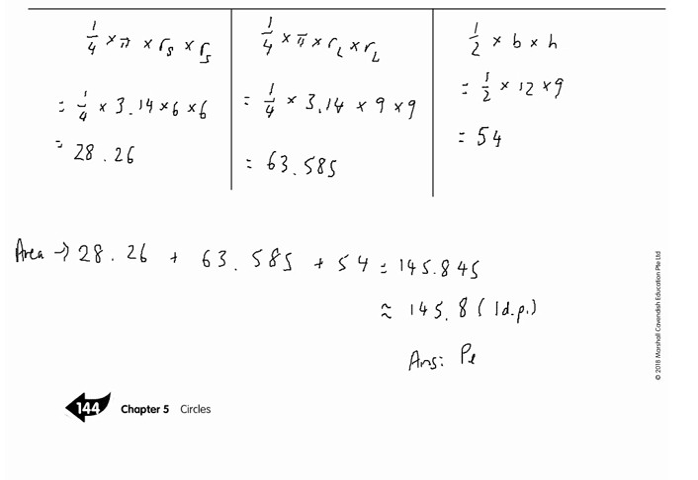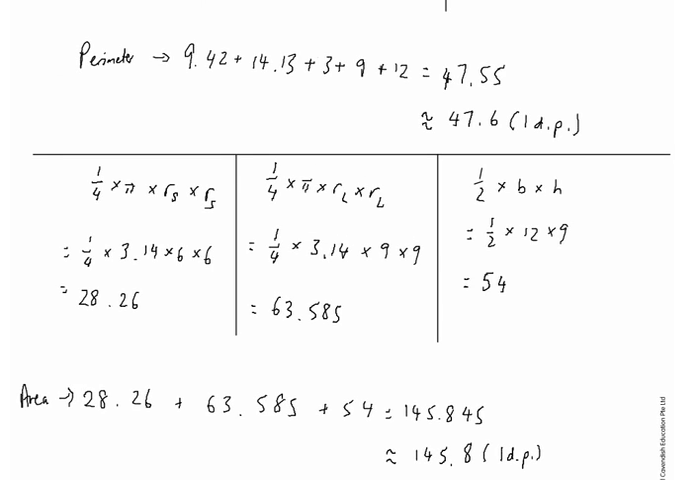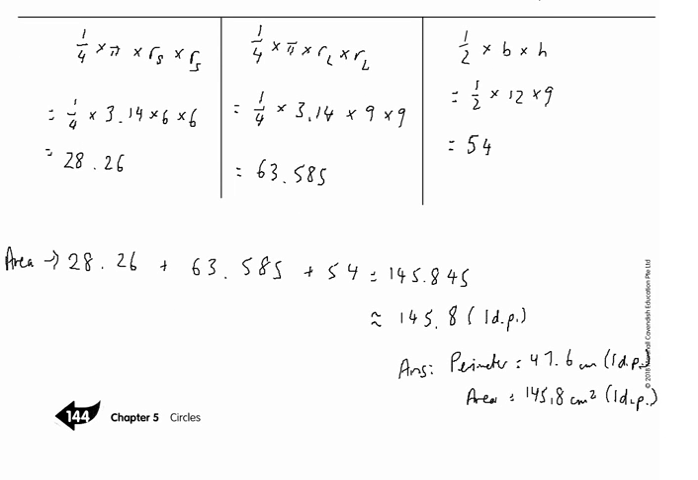So perimeter equals 47.6 cm and is 1 dp. Then my area is 145.8 cm square, and this is 1 dp as well. Anyone has any questions? Are you okay with it? Okay, so that's for the... So do not label part A and part B, okay? Label as perimeter, label as area.